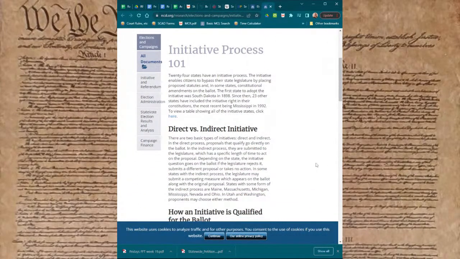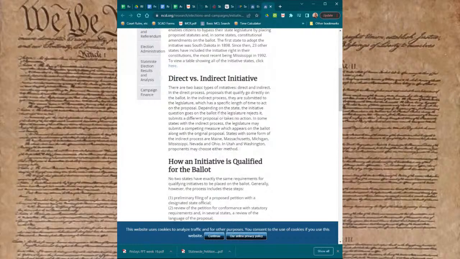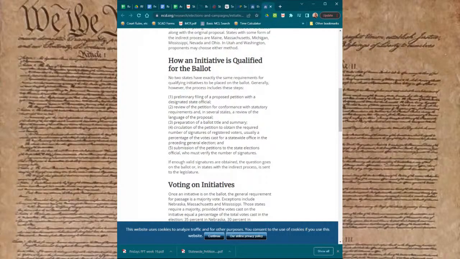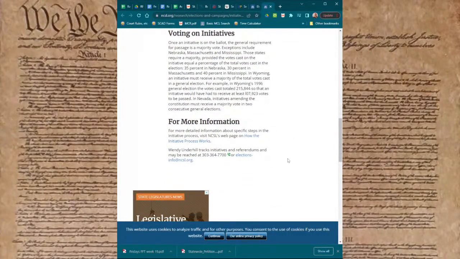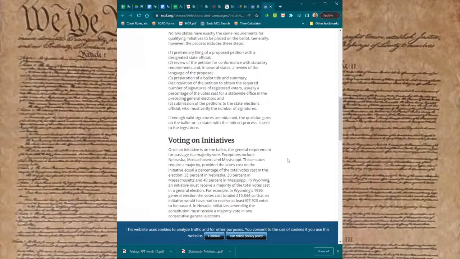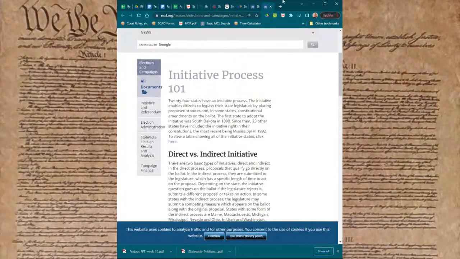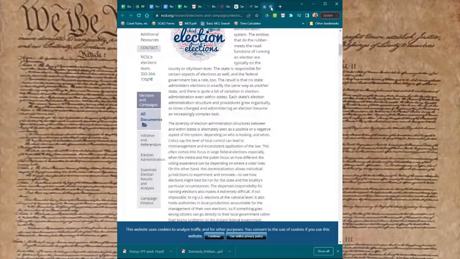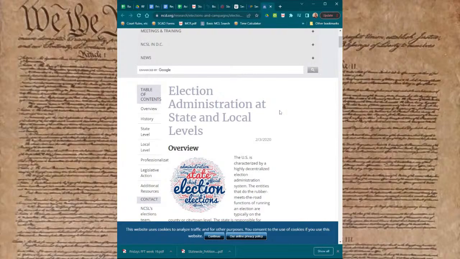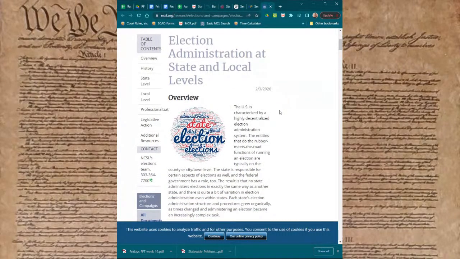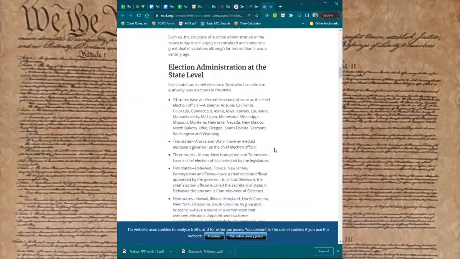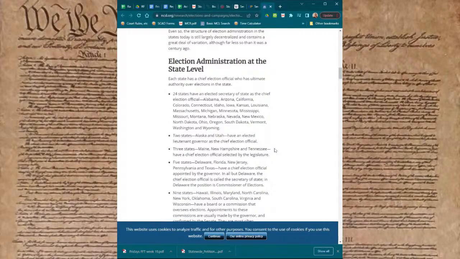Initiative Process 101 is the next link. It's giving you information on what that direct versus indirect initiative means, how an initiative is qualified for the ballot, voting on initiatives, more information. I didn't click on any of the more information side of things, but I did read through this, and it seems to be a very good overview to give you an idea all across the United States on how that process works. And then this one is election administration at state and local levels. So it just gives you more information on different pieces of elections, which are super important.